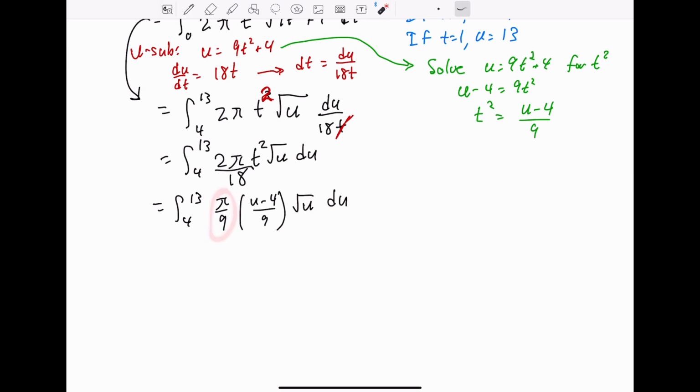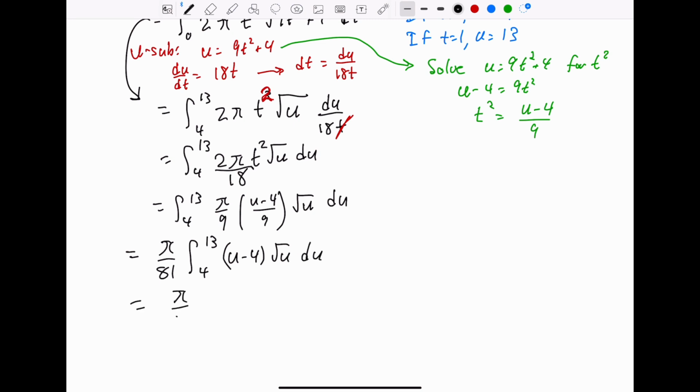Now there's a bunch of constants here that I want to take out front. There's the pi over 9, there's this 9 here. I'm going to take all that out front as pi over 81. So there's a pi over 81, that's just a constant I can take out front. Again, that's all this expression here. And so I'm left with, inside the integral, u minus 4 times the square root of u du. It's getting simpler. This is great.